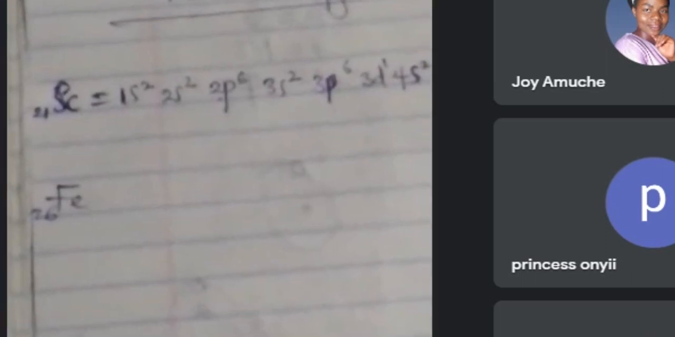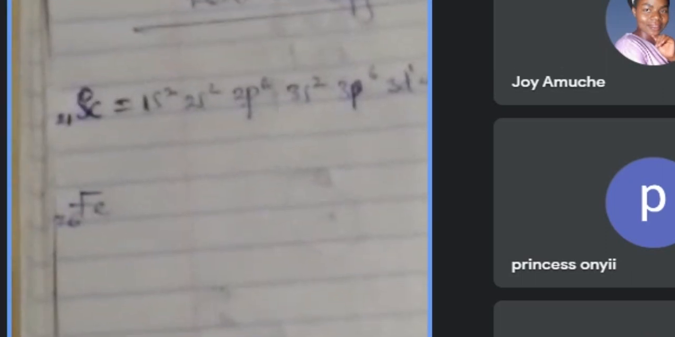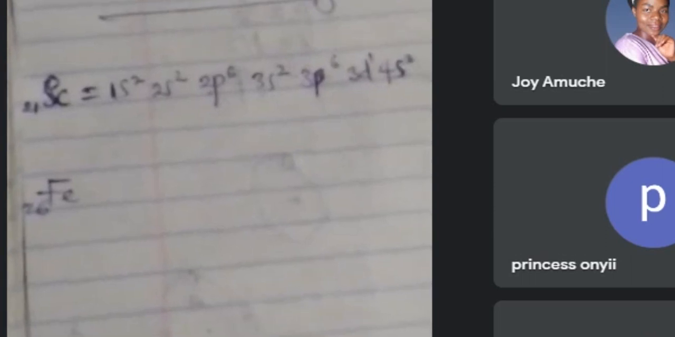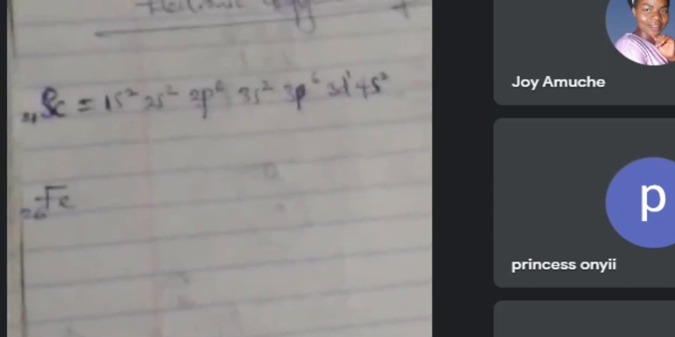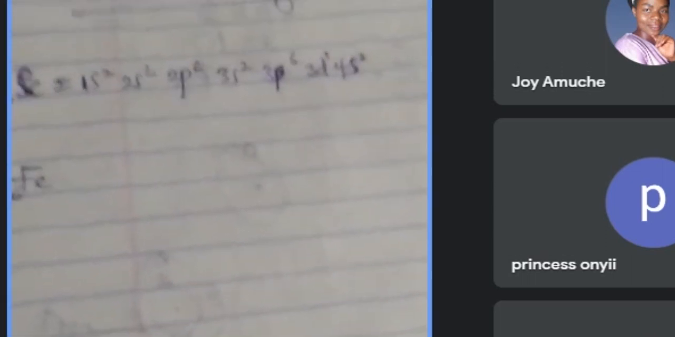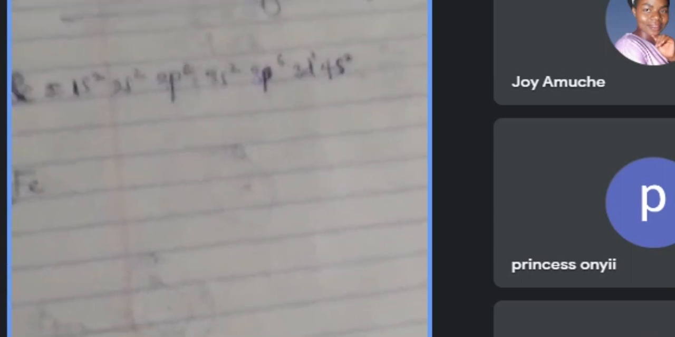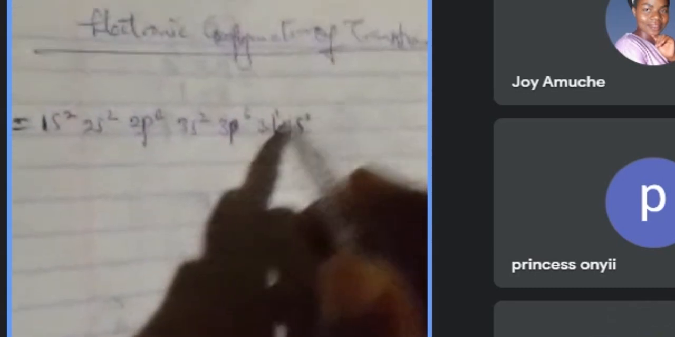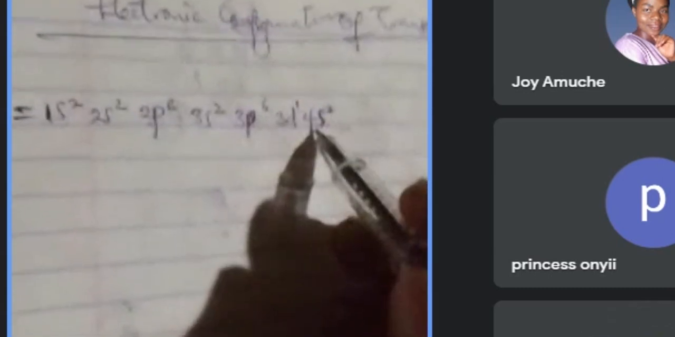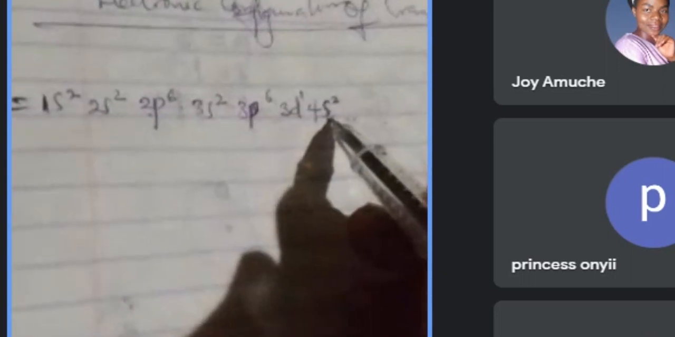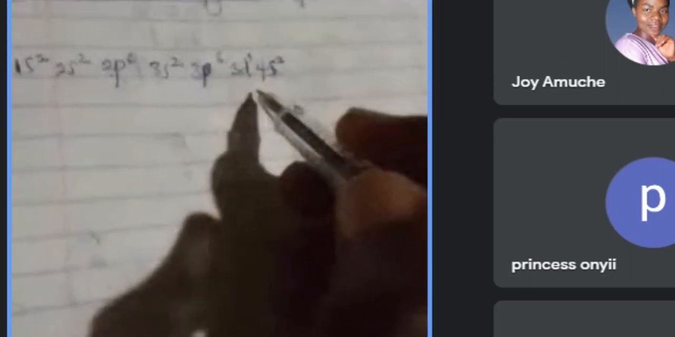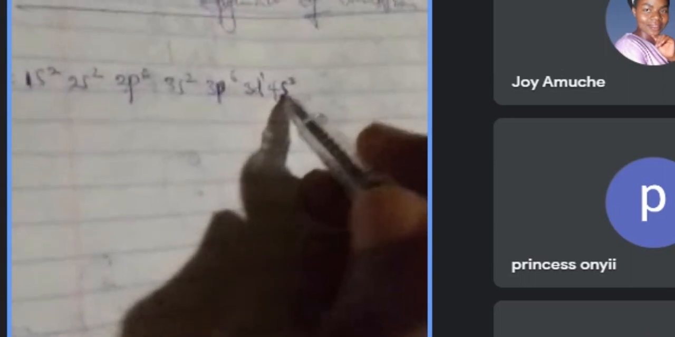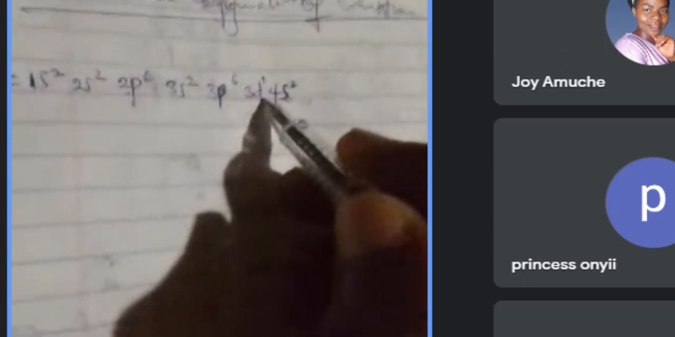Let me ask a question. Yes. Normally, if you look at Aufbau's principle, after 3p6, it is 4s. But leave a space. 3d must not come after 4s. 3d must come before the 4s. That is the rule, even though 4s is an energy level to be filled before 3d. Let's do the next example.